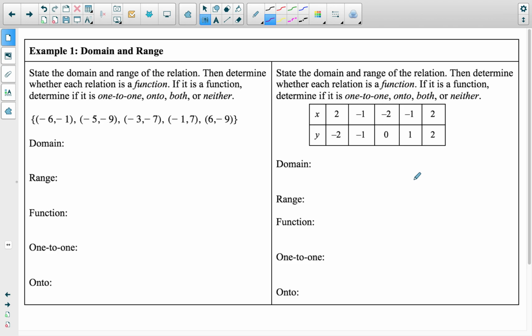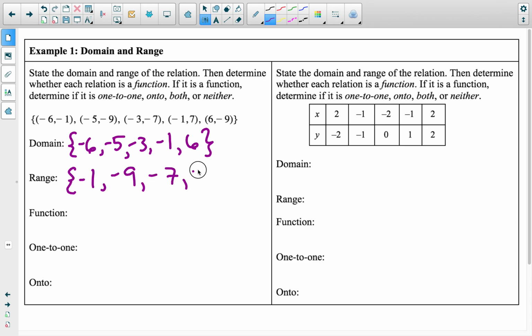Okay, a couple examples. State the domain and range of the relation, then determine whether it is a function. If it is a function, determine if it is one-to-one, onto, both, or neither. The domain we're going to write in set builder notation. Here we see -6, -5, -3, -1, 6. Close our squiggly brackets. For our range, we look at the y's in each of those ordered pairs. We see -1, -9, -7, and 7. I do not need to write -9 again because I already wrote it once.